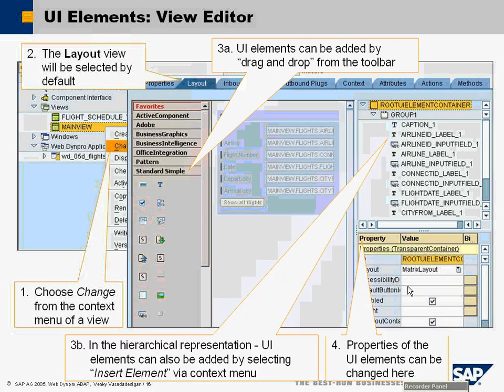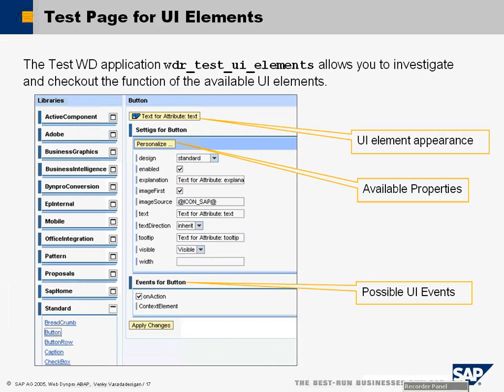The UI element can be dragged and dropped, or you can right click and then create the element manually, and you can set the different properties. Of course, there is no coding so far. Now, there is a special test application called WDR Test UI Element.